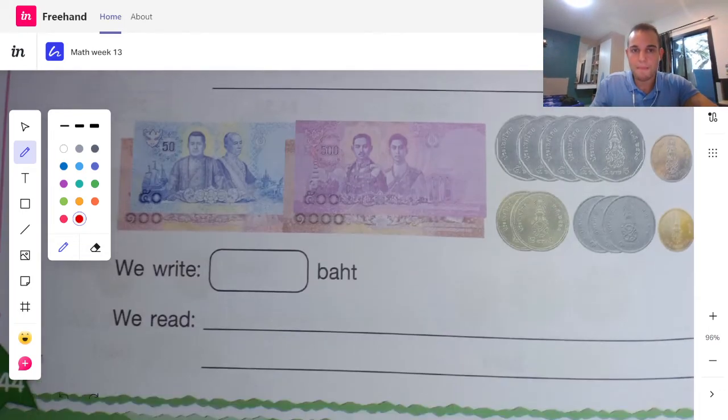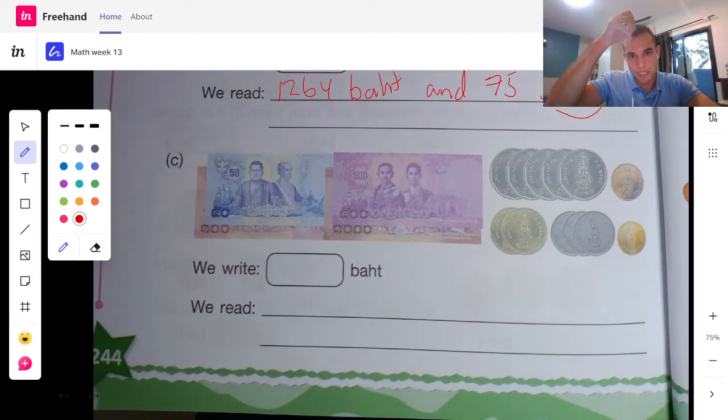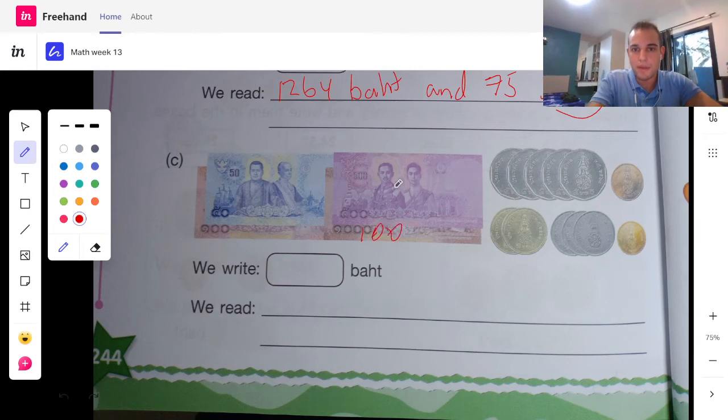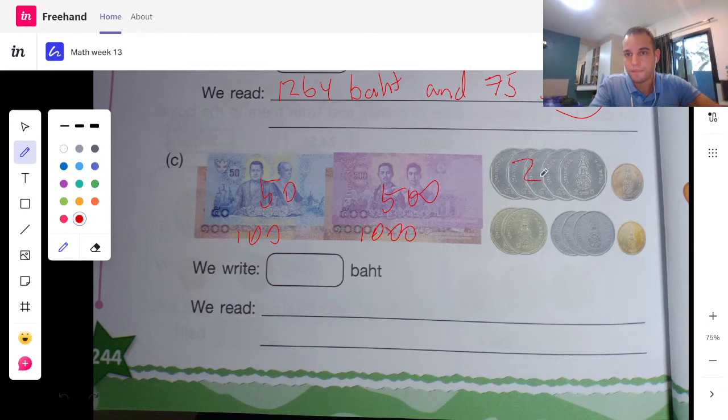Okay, next up is C. Let's count again. Ready? We have 1,000, 500, 100, 50. 5 times 5 is 25. 5, 10, 15, 20, 25. Okay. 6. Oops, did I write 6 there? No, that's 4 and 3. And then we have 50 and 25. So let's add these first. Okay, 50 and 25 is 75 satang.